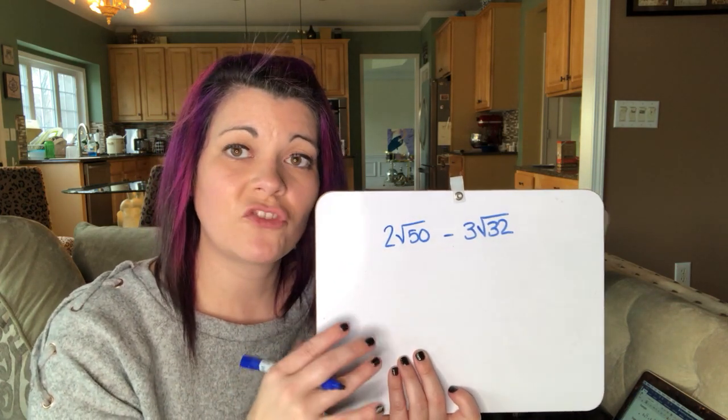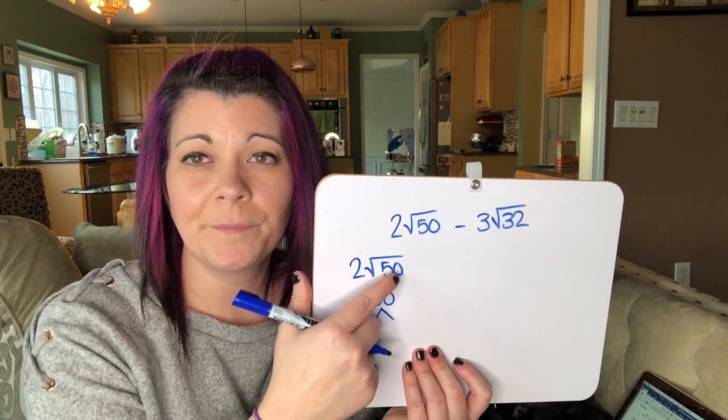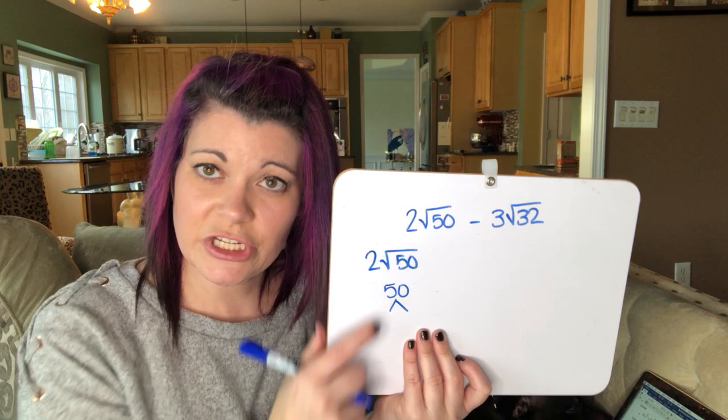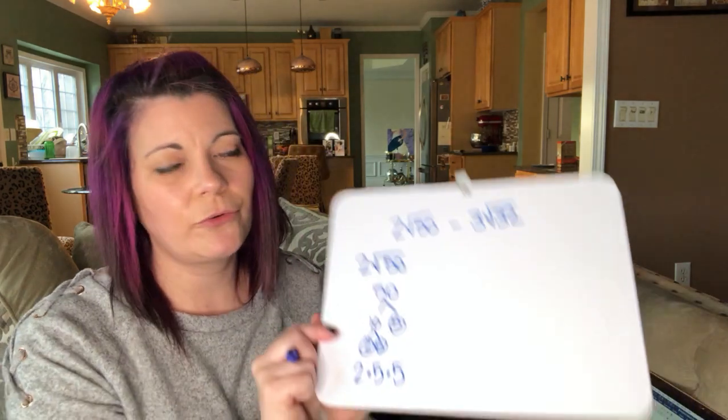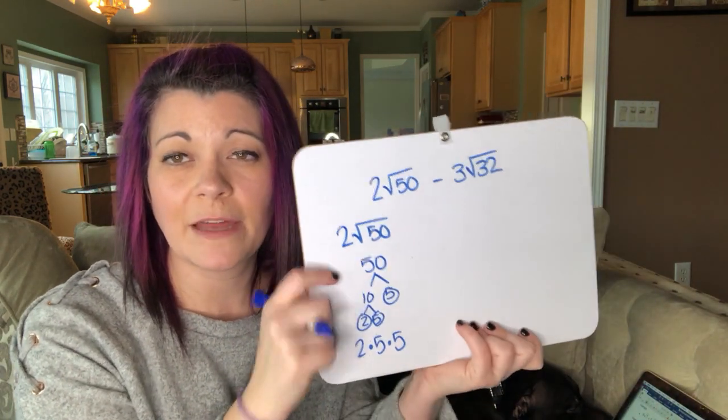So I'm going to start with 2 square root of 50. And I'm going to simplify this radical. Again, if you need help simplifying radicals, go watch that video. So I'm going to simplify the square root of 50, okay? So I'm doing my prime factorization tree, and I'm going to find its prime factorization. So 2 times 5 times 5 is its prime factorization.